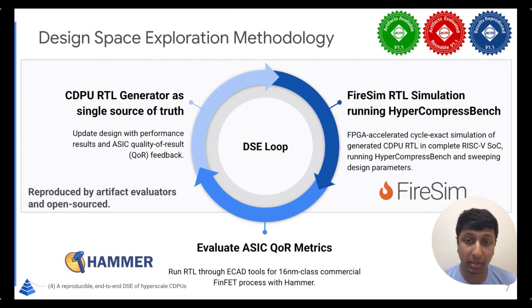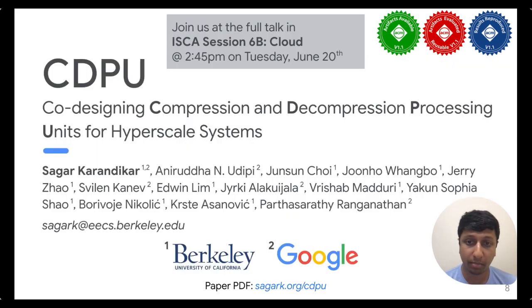Our extensive design space exploration methodology begins with the CDPU RTL as the single source of truth. We then feed this RTL into FireSim to get cycle-exact performance measurements running HyperCompressBench benchmarks. And then we feed the RTL into Hammer to obtain ASIC QoR metrics for a commercial 16-nanometer class FinFET process. All of this design information is then fed back into the RTL and captured in the RTL, which is open sourced, and this entire process, excluding ASIC QoR metric collection, has been reproduced by artifact evaluators.